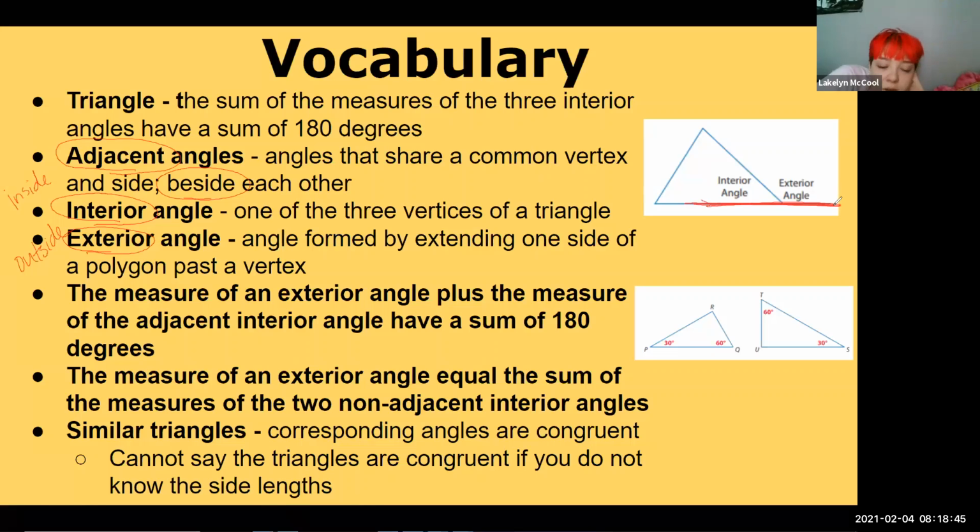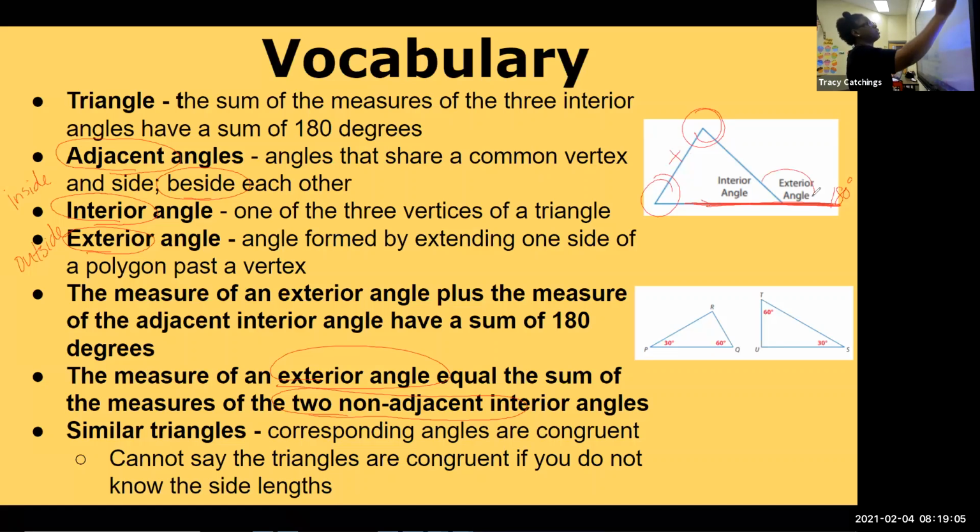The measure of an exterior angle equals the sum of the measures of two non-adjacent interior angles. Good job. So if we're looking at that exterior angle, we can look at those two non-adjacent angles. If adjacent was beside it, then that means we're looking at those two angles that are not beside that exterior angle. And we can add those together and it will tell us what that exterior angle is.